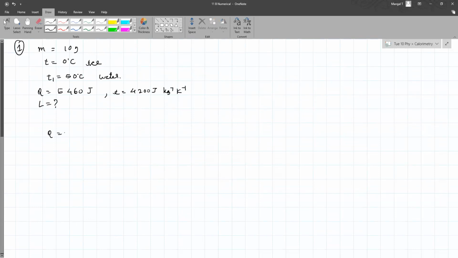I'm writing this as a single equation. So when you have 0 degree ice, if it has to melt, it has to take the heat equal to m into L. Now 0 degree water to 50 degree water is mc delta T. So this is 5460, that is 10 into L plus 10 into 4.2. Now from 0 degree water to 50 degree water, therefore delta T is 50. Please tell me if you have not understood this expression.